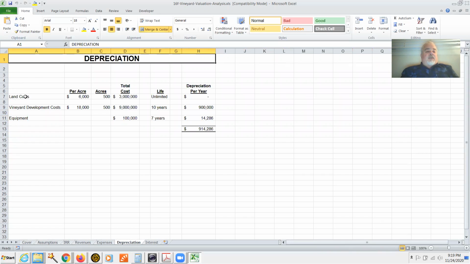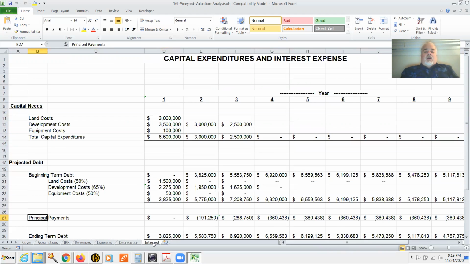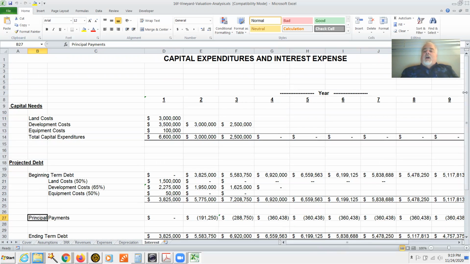Depreciation of the land, depreciation of the vineyard and equipment. They're looking at that. We talked about depreciation, and capital expenditures and interest expenses. Again, I'm not going to go into detail, but it has some important detail on other expenses. If I have a loan, I'm paying interest on that loan as well as the cost of the asset. I'm paying interest on the loan. You got to take that into account, right? So that is it for this spreadsheet.